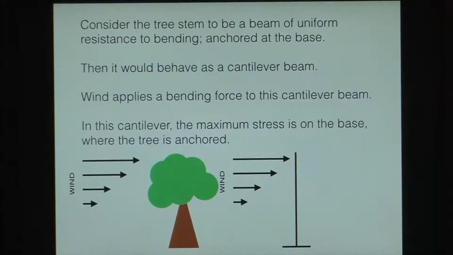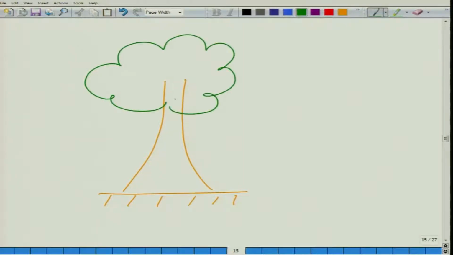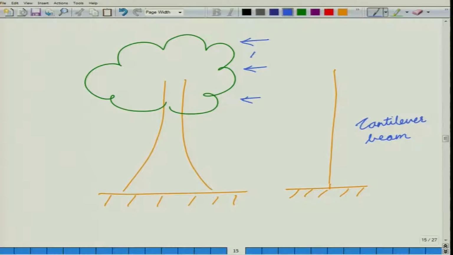So, as before, we have a tree that is anchored to the soil, and we are trying to consider this as a beam of uniform resistance to bending, which is anchored at the base. Now, this beam is also known as a cantilever beam. Now, wind applies force to the tree, and in the case of a cantilever, we apply this force at the very top end.